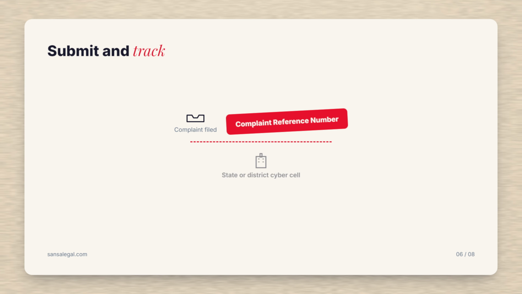The portal generates an acknowledgement with a complaint reference number. Note it carefully because it lets you track the status of your complaint and add further information later. Your complaint is routed to the relevant state or district cybercell, and you may be contacted for a statement or asked to visit the local cyber police station.